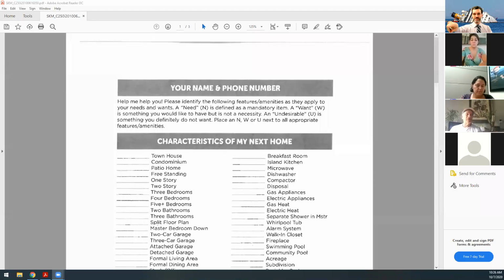This form, can everybody see your name and phone number at the top of the screen? Thumb up, thumb down? Okay, thumbs up, good, thank you.